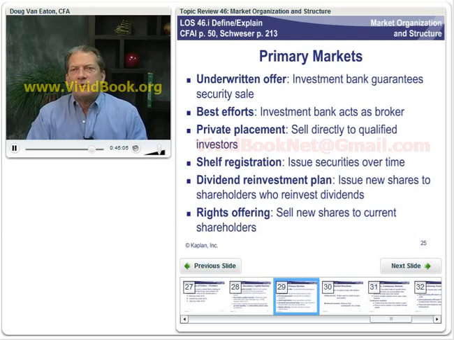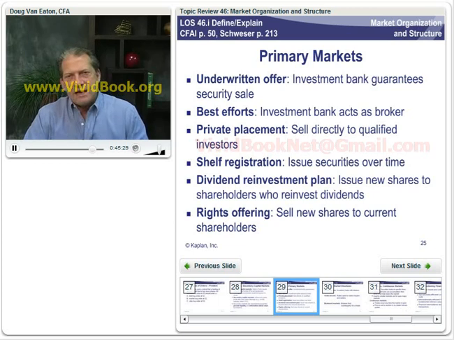Dividend reinvestment plan. In this case, the firm issues new shares to shareholders who reinvest dividends. Most dividend-paying stocks have some sort of dividend reinvestment plan where the shareholders can elect to invest their dividends in new shares held in account, held in fractional shares, and things like this.